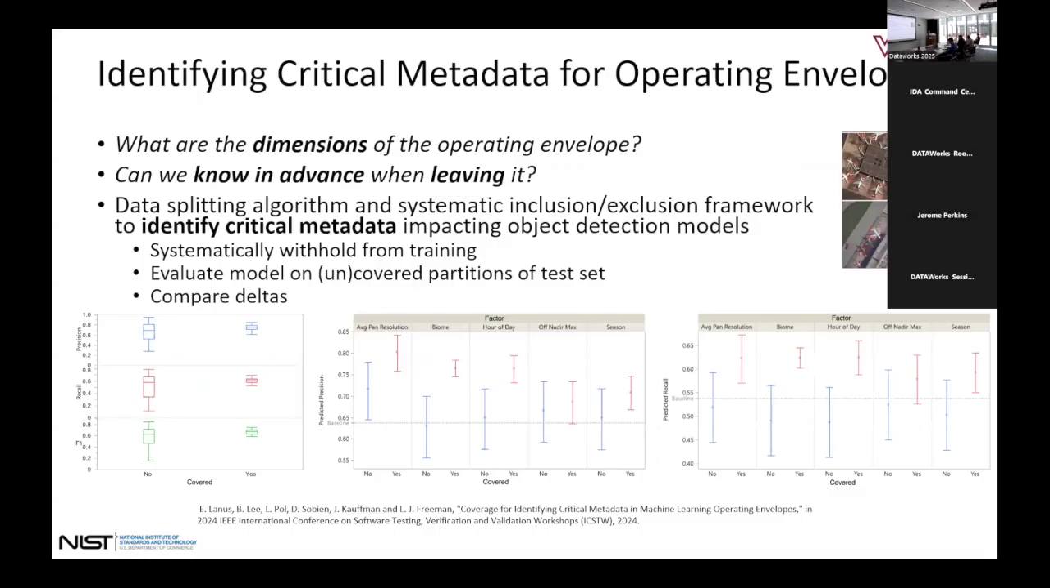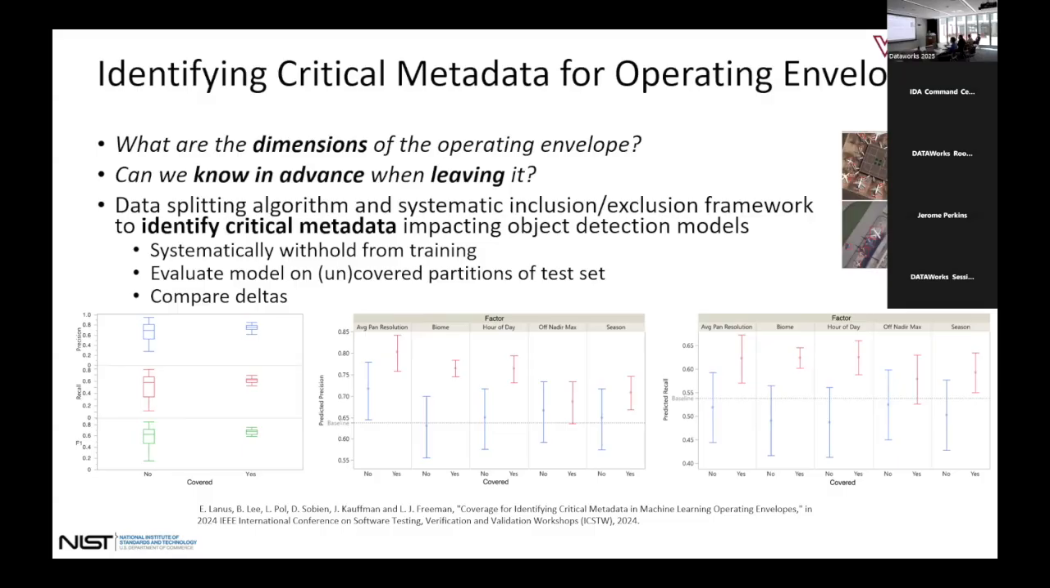Okay. Another question, what are the critical metadata for operating envelopes? What are the dimensions of the operating envelope? Can we know in advance when we're leaving it? So this work used a data splitting algorithm and a systematic inclusion-exclusion framework in order to identify the critical metadata that impacted object detection models.